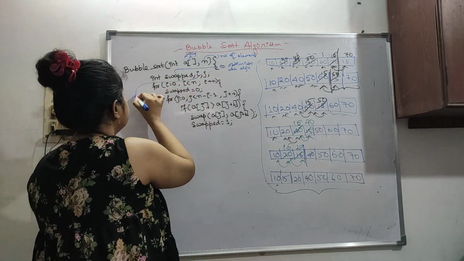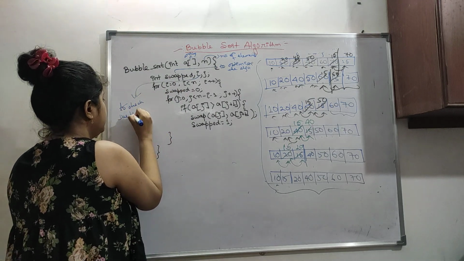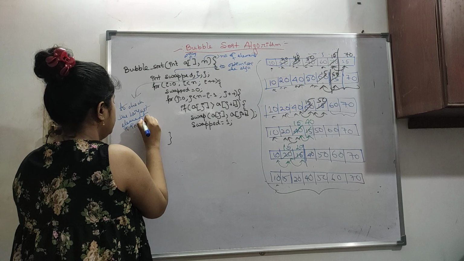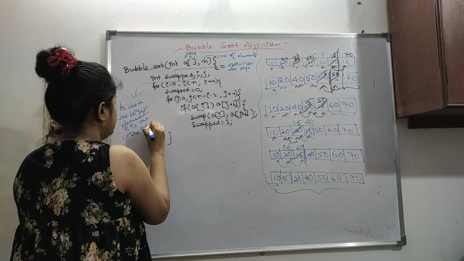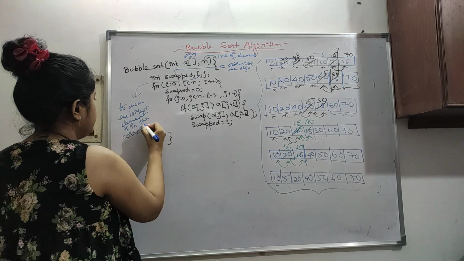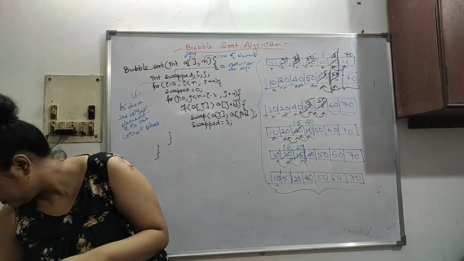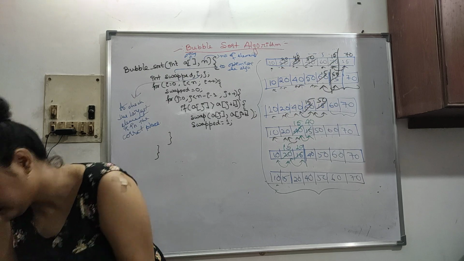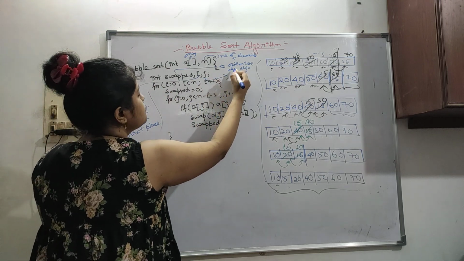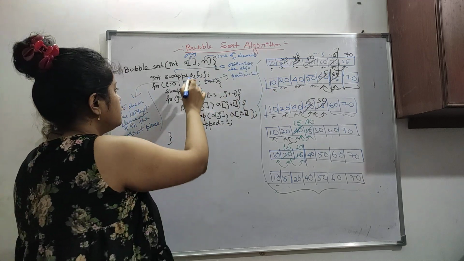So now this i is used to check the largest element is in the correct place. Okay, so why swapped is used, I will tell you, just bear with me. And now this j is used for pairwise comparison. So pairwise we have seen like this, pairwise. So this j is used.